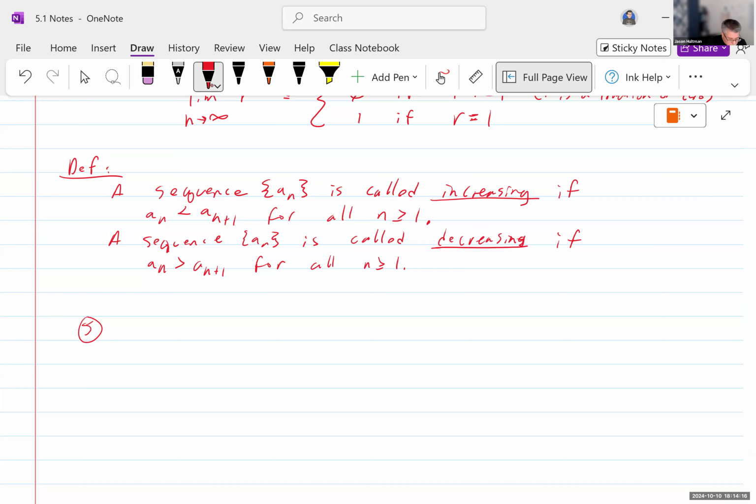Okay, so number 5 is a sub n equal to n over n squared plus 1. Is that decreasing?